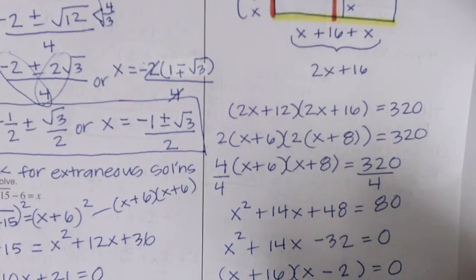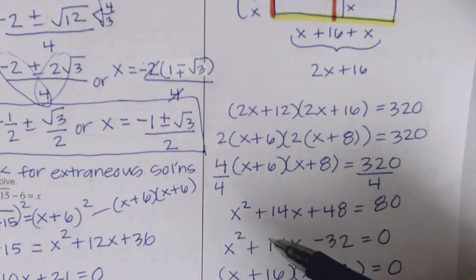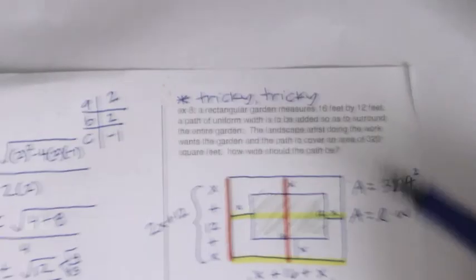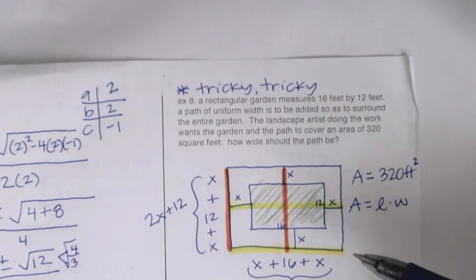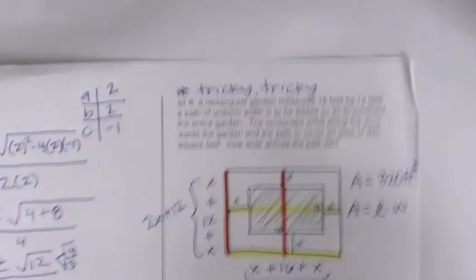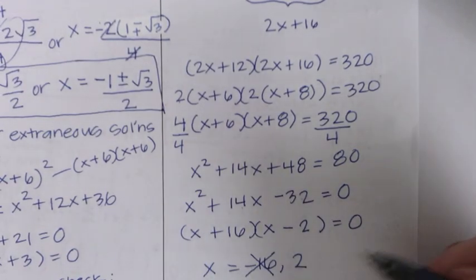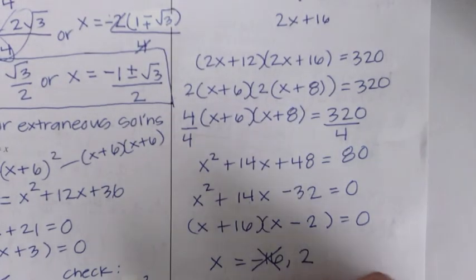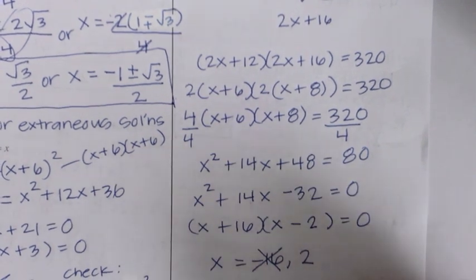However, negative 16 is a good solution if I just asked you to solve this equation. But because it's got a context, negative 16 feet does not make sense. So based upon the context of the problem, you determine whether or not to include solutions. So I'm not including this solution because it doesn't make sense in the context of the problem. So I get 2 feet. And that is all we have for today.